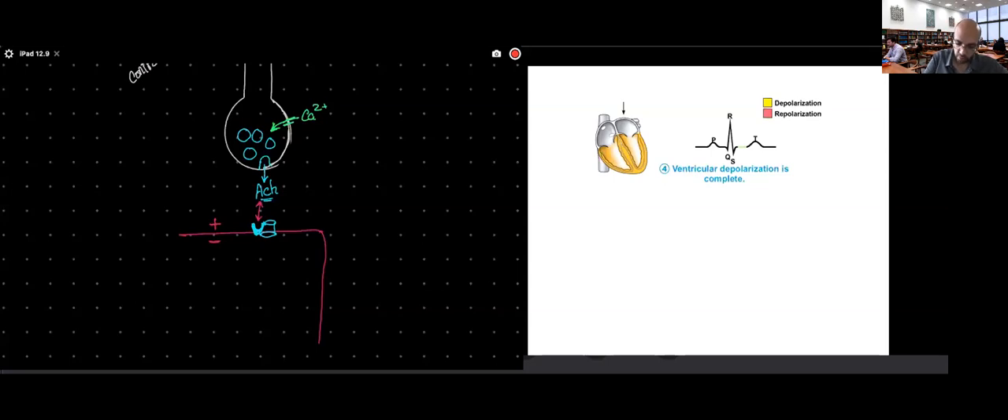This will open sodium channels. So when I get the acetylcholine attached to its receptor, I open sodium channels, and this will allow the sodium into the cell, changing the membrane polarity. So now the inside becomes more positively charged compared to the outside, which will become more negatively charged. So I've created another electrical signal.